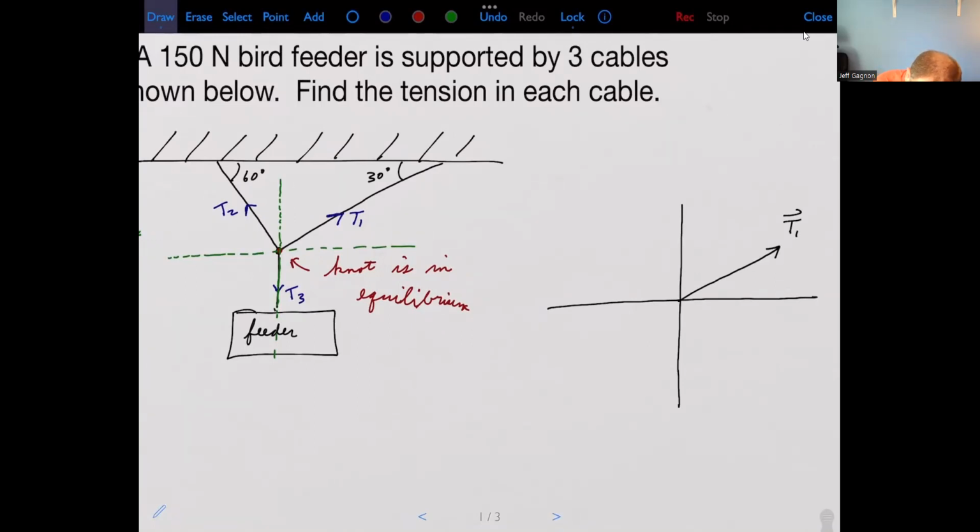But I do know that this angle right here is 30 degrees. How do I know that? If you go back to this picture, these two lines are parallel, and you can think of this cable as what's called a transversal that passes through. It turns out that this angle and this angle have to be equal. Those are called alternate interior angles. So if this is 30 degrees, this also has to be 30 degrees. Okay, T2 is going to look something like this.